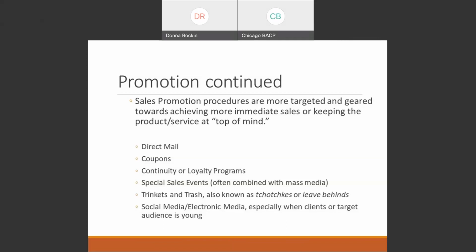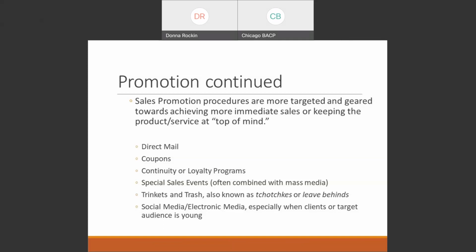Coupons, which are in the Sunday supplement or even in the daily newspapers or in neighborhood newspapers. Continuity or loyalty programs, that's the Starbucks rewards program or the Subway rewards program or any of those where you buy 10, you get something free, or you get a pastry free when you buy 10 cups of coffee.